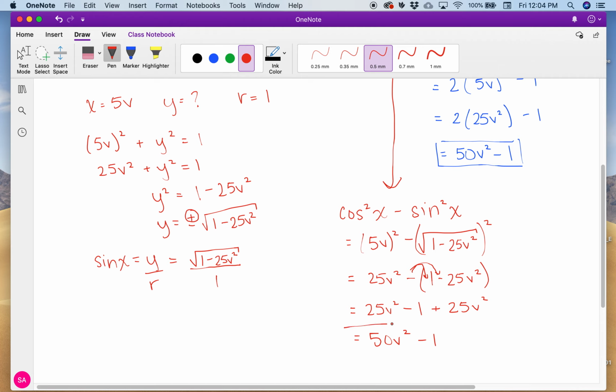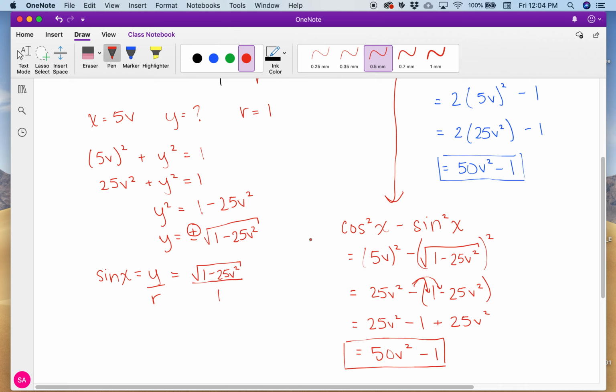But, if you want to take the longer way around just to practice these triangles and the Pythagorean theorem, all that stuff, by all means, you will get the same answer.